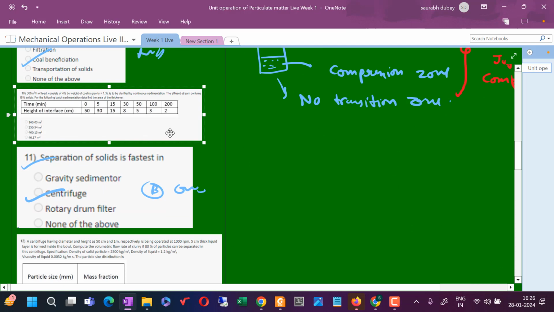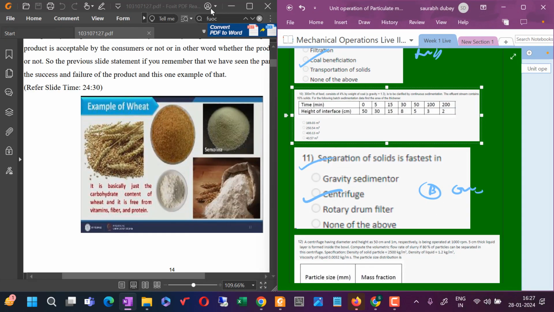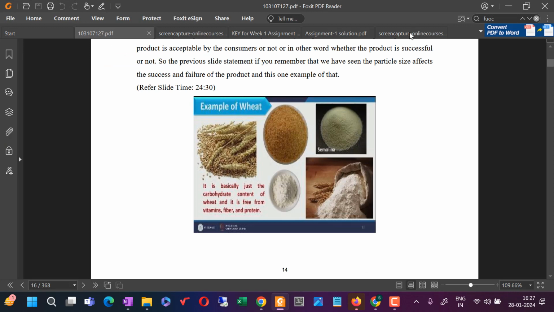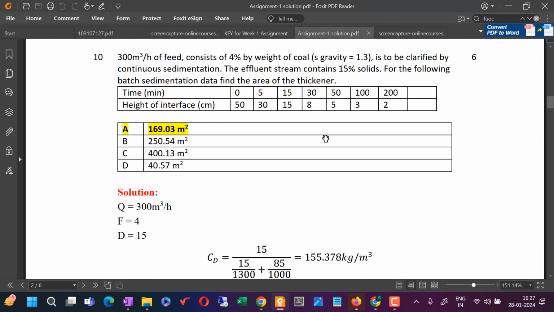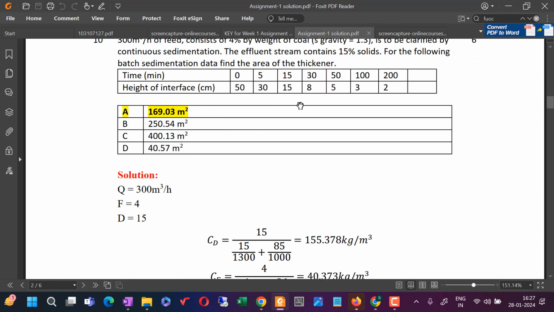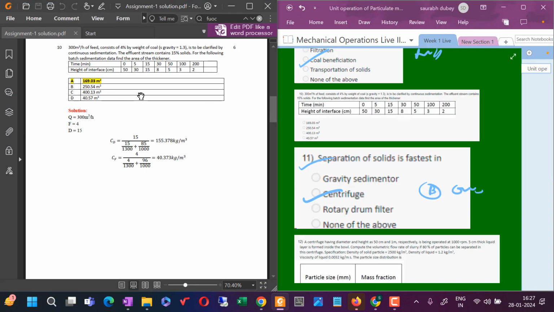For the following batch sedimentation data that is given here, time and height are given. You have to calculate the area of the thickener. So no issues here. As you know, the area of the thickener could be calculated. Every question we have solved. So this is the question, with specific gravity 1.3, and the area of the thickener has to be calculated.